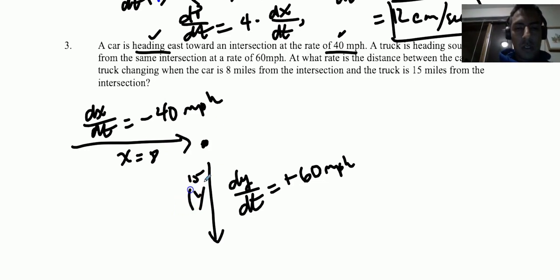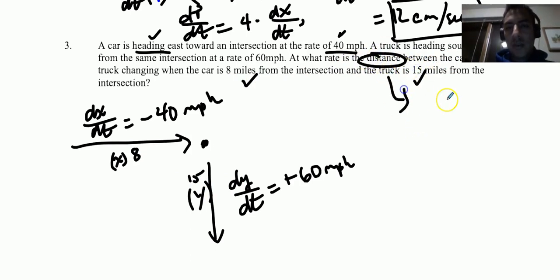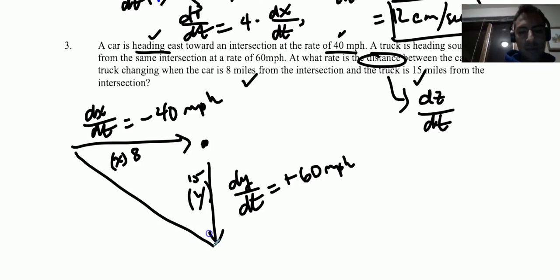Okay, so 15, again, this is the y. Let me change what I did over here. Okay. 8, and this was x. So I got 8, 15. At what rate? So I got 8 miles, I got 15 miles. Now the distance between the two, that's going to be a variable that I'll always call z. And z is going to be this distance.